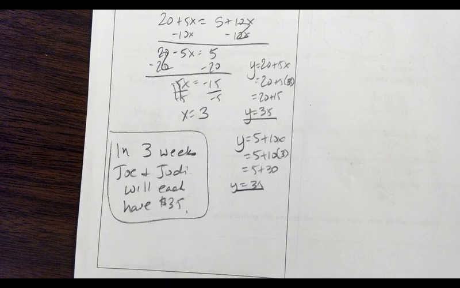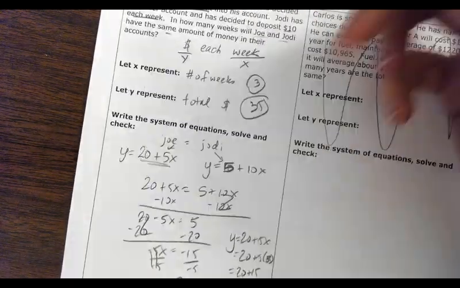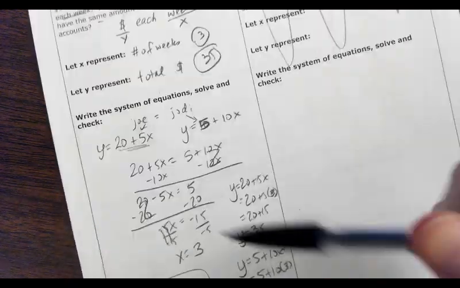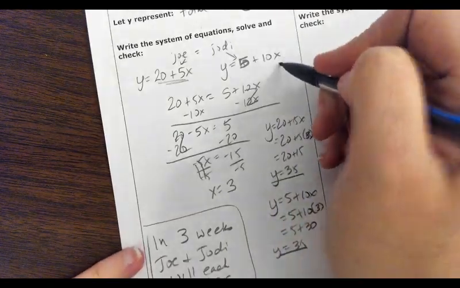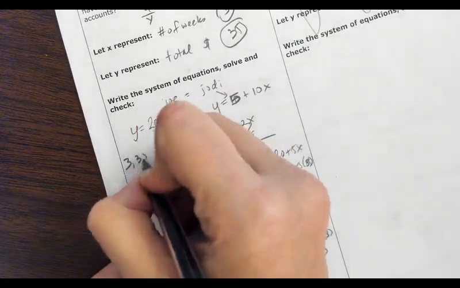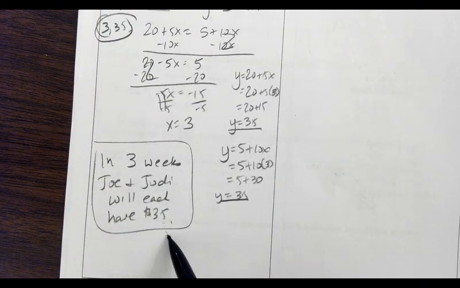It should look like that because when they give me a real world situation, I have to explain what that means. If all they gave me were these equations, I could write 3, 35 as my solution. But they gave me a situation to go with it, so I have to explain what that situation means.